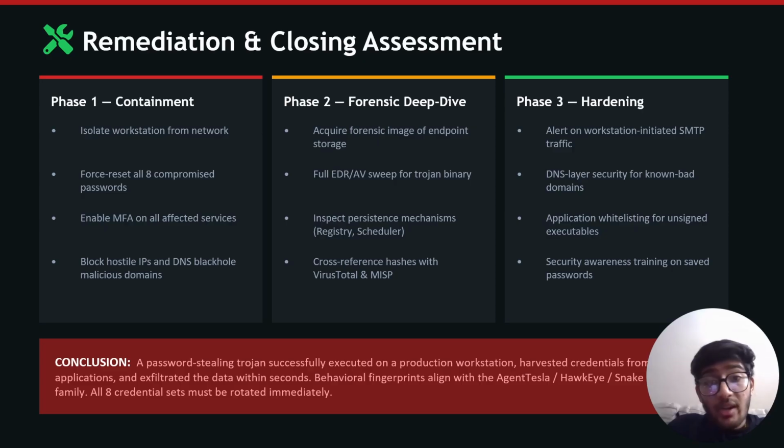And finally, my remediation roadmap is organized into three phases. First, phase one is immediate response: isolating the workstation, resetting all 8 passwords, enabling MFA and blocking the hostile IPs. And phase three is preventive hardening: setting up SMTP alerts and DNS layer security. In conclusion, the packet evidence is unambiguous. A password stealing Trojan successfully compromised a production workstation and exfiltrated 8 credential sets within seconds.